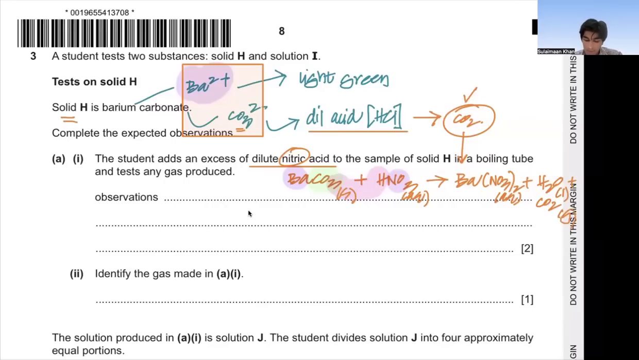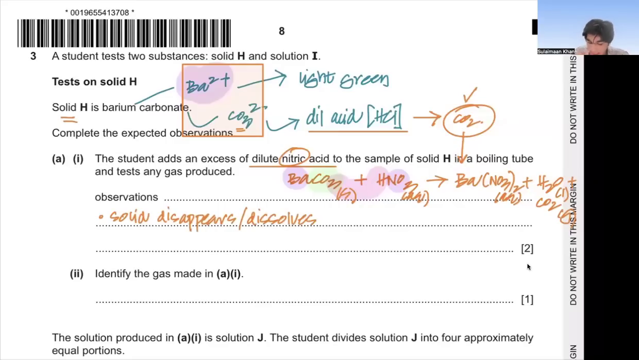Now, my question to you guys is that if it's excess dilute nitric acid, if it's excess acid, what should happen to all the solid? All the solid is going to react with this acid and it's going to become aqueous. So what is the one observation? The solid will disappear, or you could say the solid dissolves. So one observation is that the solid disappears, right? Or you could say dissolves.